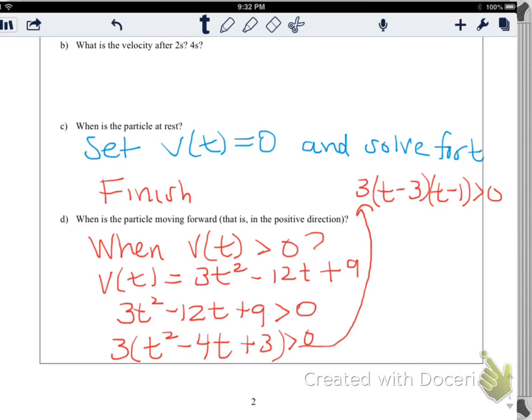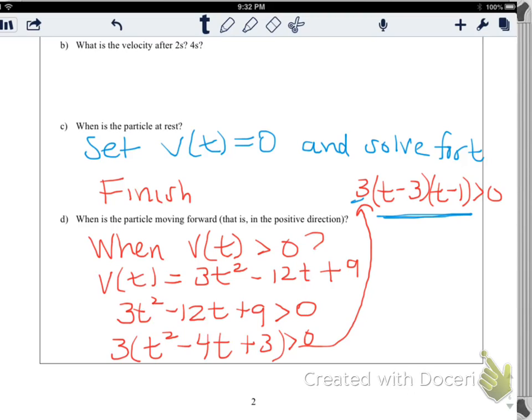all right, so now we have to think for a minute because we want to know, when is this greater than 0? Well, you can just divide that 3 on both sides and get rid of that 3. So that 3 is irrelevant when we're solving for this. We're really looking at this portion right here. When is t minus 3 times t minus 1 greater than 0?